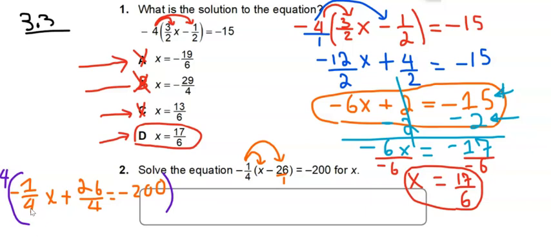4 divided by 4 is 1. So what you have left is negative 1 what? Negative 1x or just negative x. That's correct. All right. What's 4 times 26?